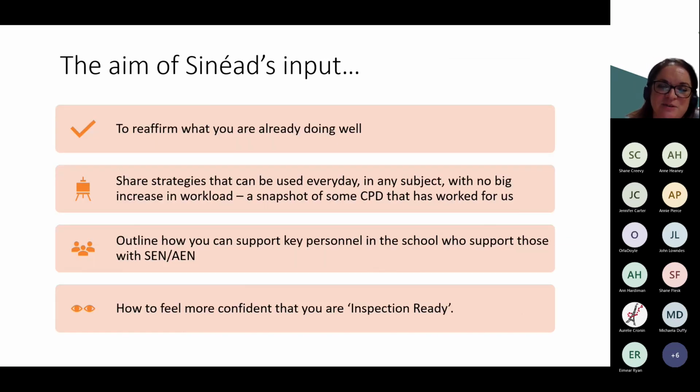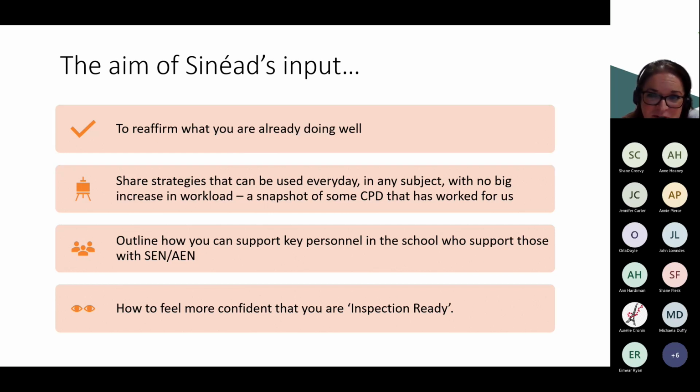All right. So the aim of my part of the session, obviously it's not going to be possible in 30 minutes to cover a very broad range of strategies. The focus of the session is to look at your understanding of what inclusive practice means in your classroom, how your practice can contribute to other key personnel supporting students with additional needs.